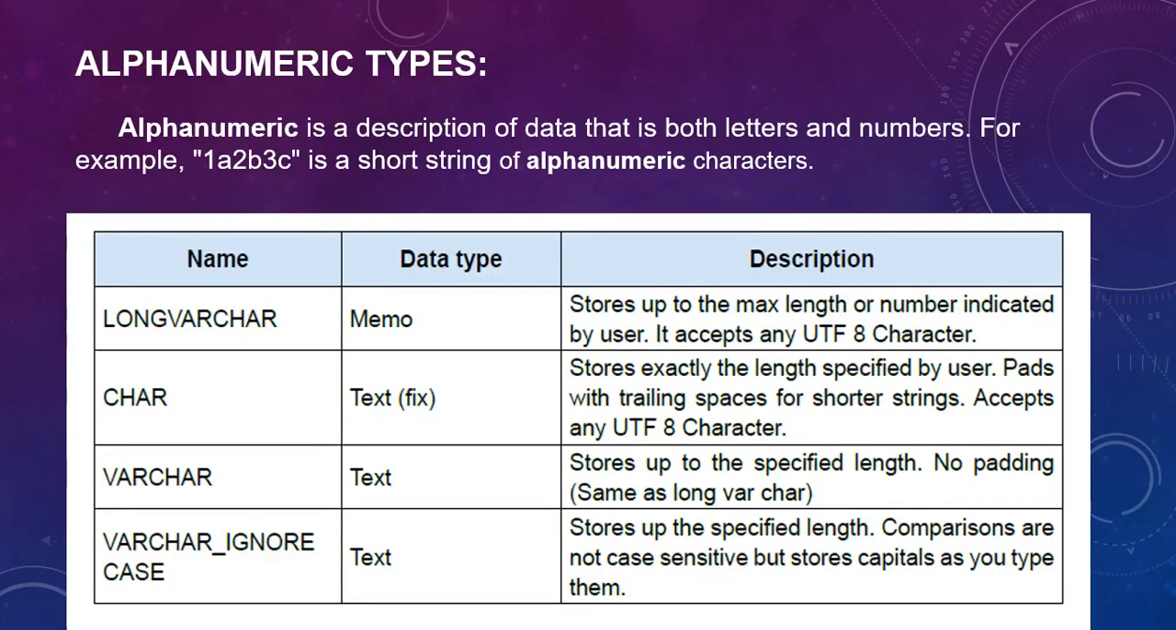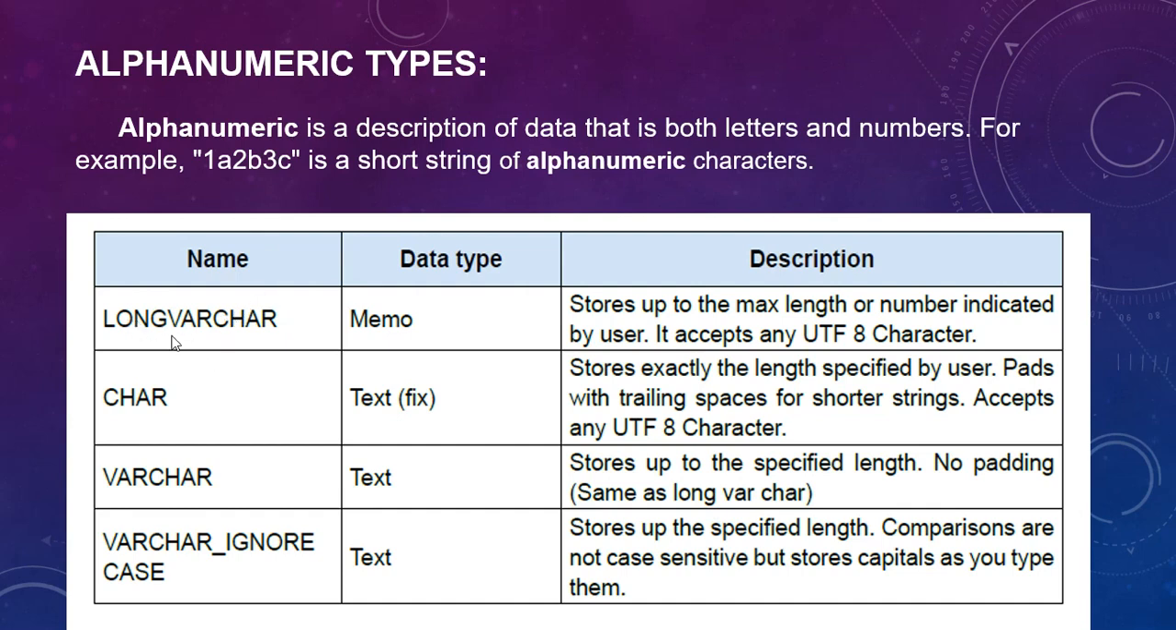The next one, alphanumeric types. Alphanumeric, as the name indicates, alpha means alphabet, numeric means numbers. So alphanumeric is nothing but a combination of letters and numbers. It is a description of data that is both letters and numbers. For example, here I gave an example: 1A, 2B, 3C. This example consists of both letters and numbers. So this is called alphanumeric.